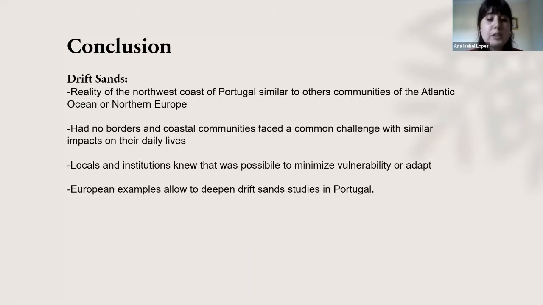However, it was also possible to verify that the locals knew that there were ways to adapt or minimize the effects of drift sands through the use of fences or afforestation, which will intensify in the 19th century throughout Europe, as you had the opportunity to see in the last session. Similarly, Portuguese scholars who corresponded with other scholars or had the opportunity to travel throughout Europe in the late 18th century and throughout the 19th century knew that people could also resist the drift sands and contribute to the wealth of their nation, following physiocratic thinking.